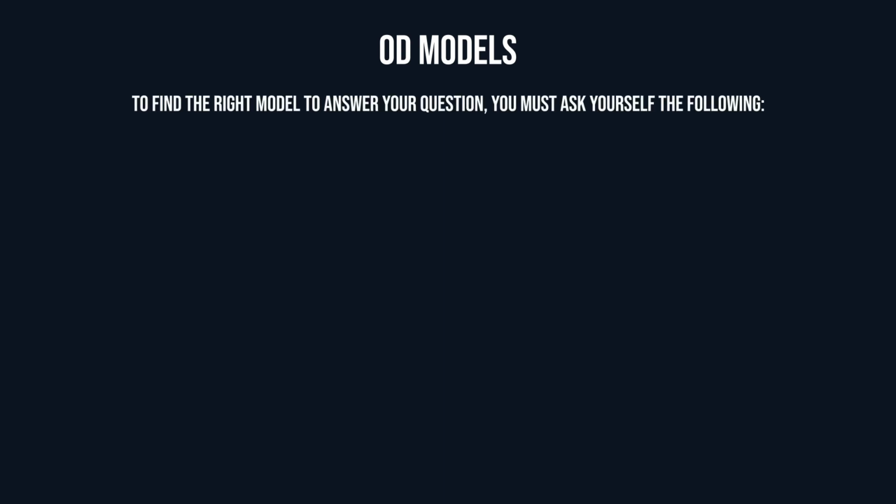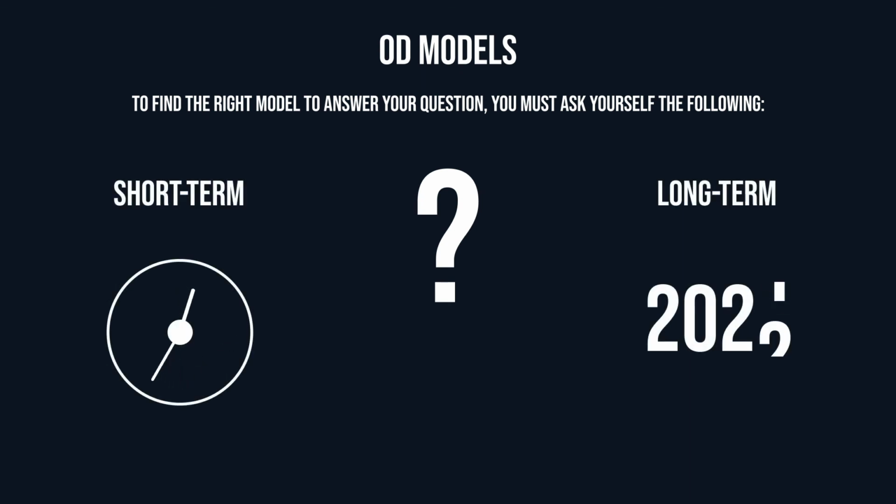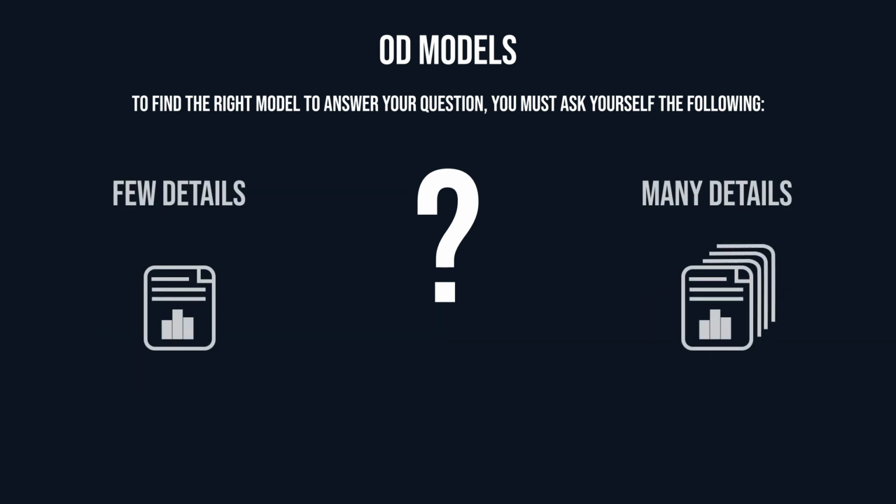And now, to sum up what we have learned in this video. To find the right model to answer your question, you must ask yourself the following. Are you focusing on the behavior of the whole system or on the behavior of the individual parts of a system? Are you evaluating the short-term behavior and responses of a system to stressors, or are you hoping to gain insights into the long-term behavior of a system? What level of spatial, temporal, and biogeochemical details are required to address the specific research question?